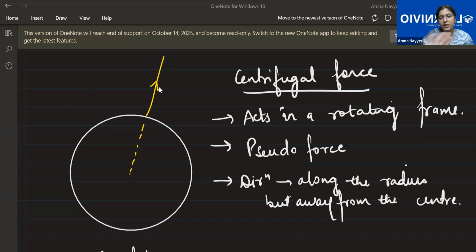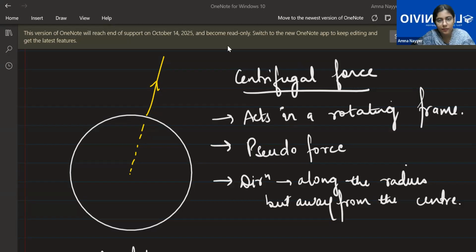The best example we can relate is the merry-go-round, or anything that is moving in a circular path. When you stand on a merry-go-round and you're not holding the rails properly, you leave the handrails, you will be thrown out. There was a possibility that you could have been thrown inside also, but you're always pushed outside because centrifugal force acts in that case. So this is the force that acts. It's a pseudo force, means some other force will provide it.